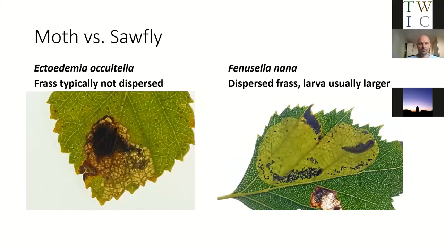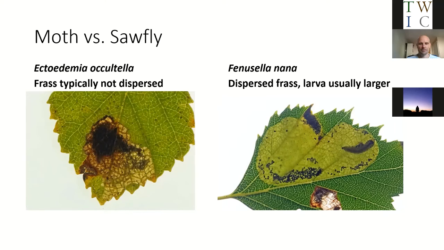Looking at blotch mines, on the right, Fenusella nana, which is a sawfly, a large blotch on birch. The frass within the mine is dispersed, randomly placed, no particular pattern to it. Also, sawflies tend to be quite large, or the larvae of sawfly tend to be quite large in comparison to moth larvae. On the left, Ectoedemia occultella, which is a moth that also feeds on birch.